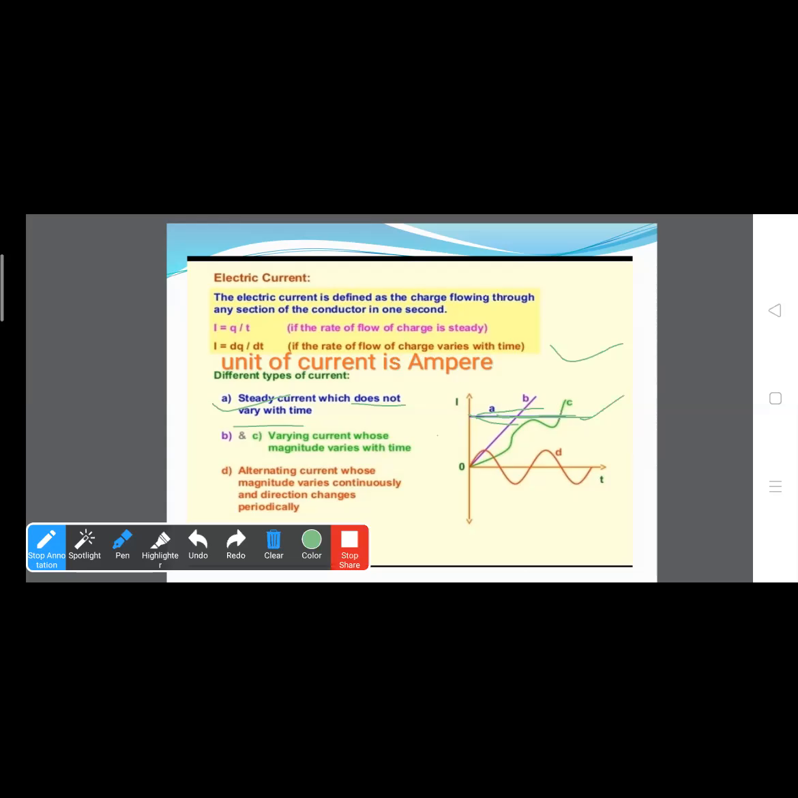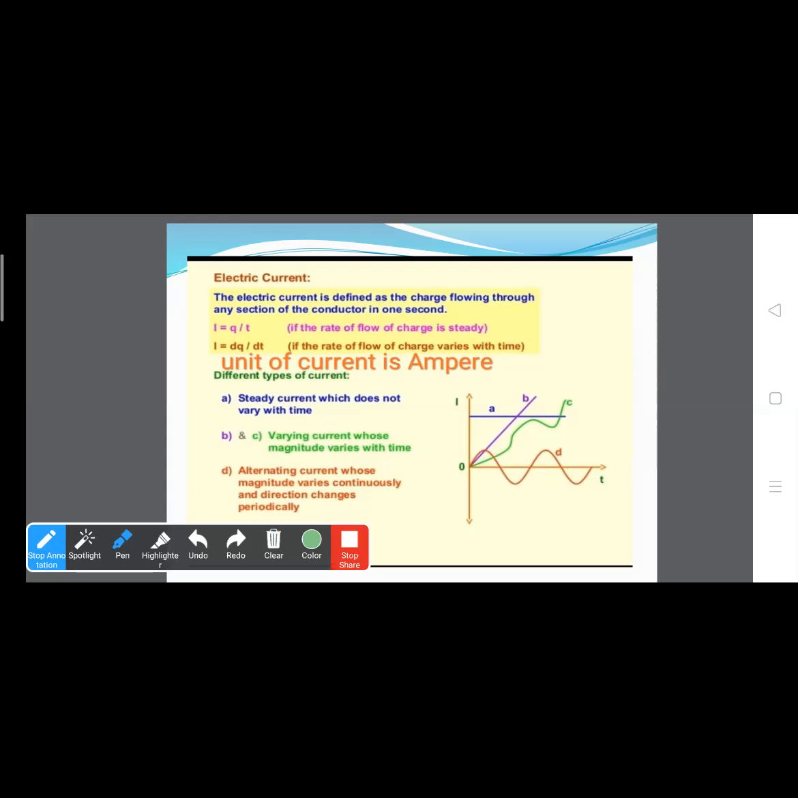Now B and C, these two currents are changing with time, so they are called varying currents, whose magnitude varies with time. D is a current whose magnitude varies continuously and whose direction changes periodically. This is called AC, alternating current.